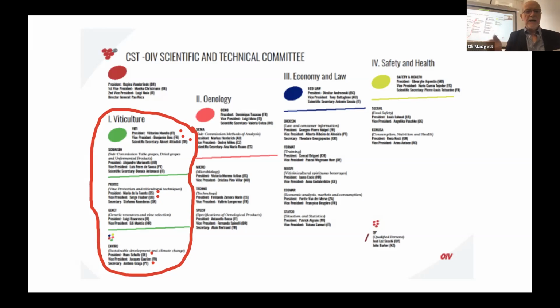But to illustrate, and some of these names will be known to you, the chair of Viticulture Commission, so we work via commissions, is Vitorino Novello, who's well known to many around quite a few of the areas from the Italian university system. Benjamin Bois is in Burgundy, is a specialist around terroir. Mario de la Puente used to be working for the OIV as the chief of one of the Spanish interprofessional groups.